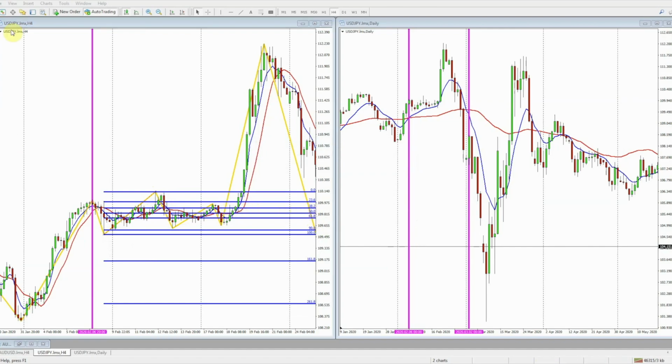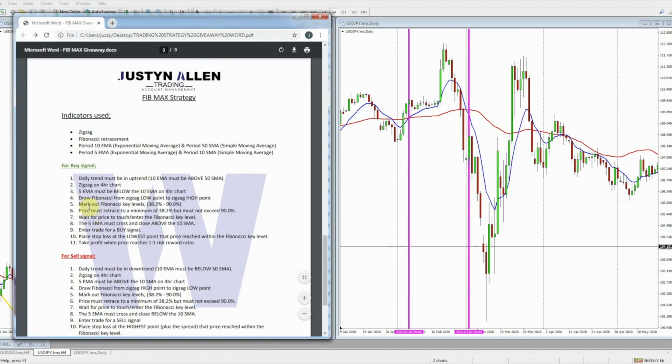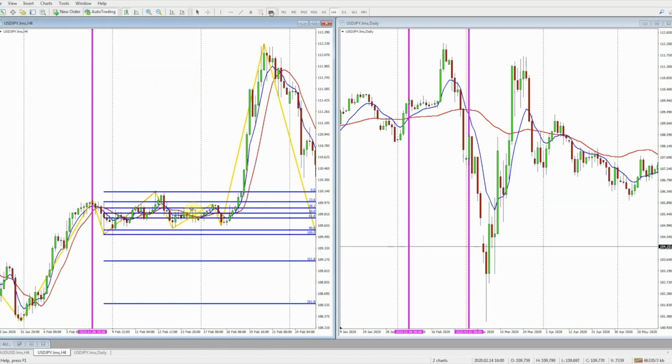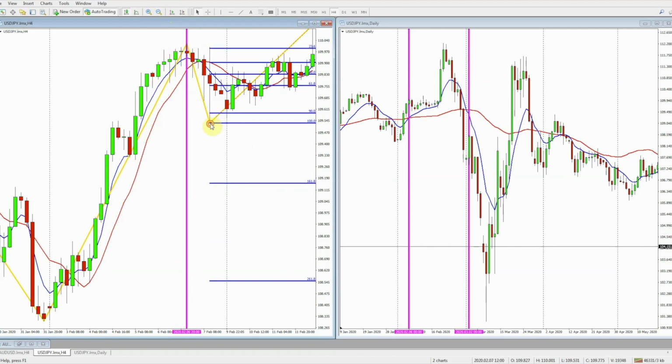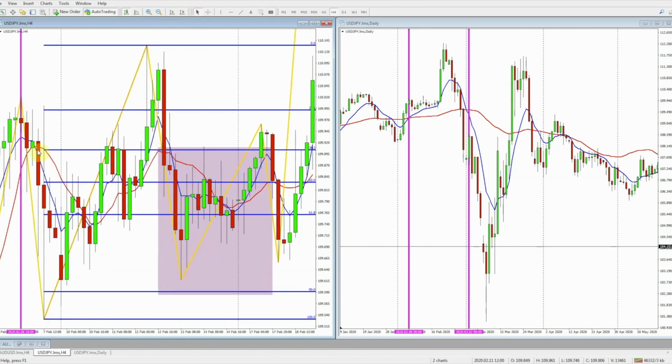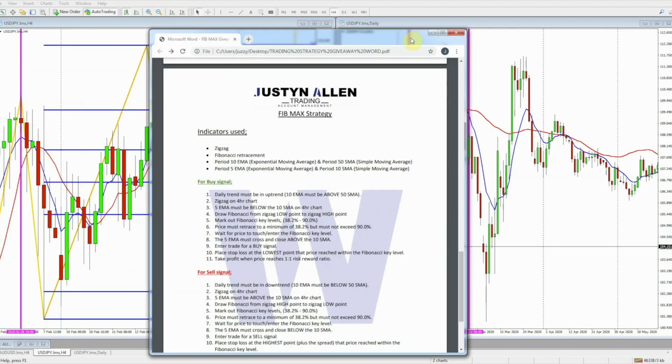Mark out Fibonacci key levels, which is between the 38.2 and the 90% level. So I'll get a rectangle, which is this line to the 90% level. Let's zoom in a little so we can see it a lot clearer. So we're looking around this level.